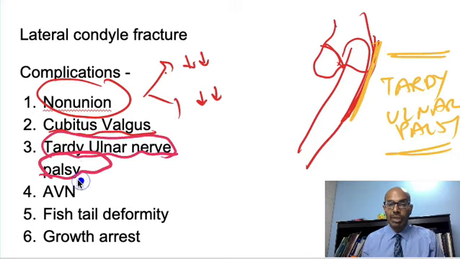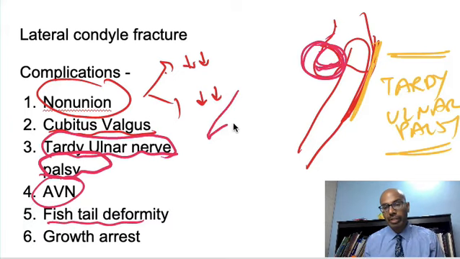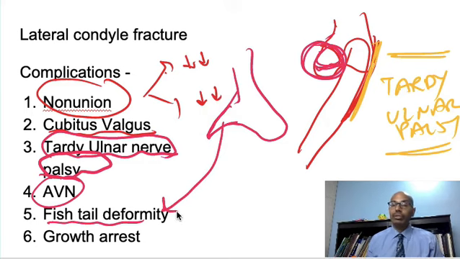Because of its poor supply over a period of time, this area can become avascular, which is avascular necrosis. And because of some kind of decrease or growth arrest, this can cause what is called a fishtail deformity. So you have a deformity like this, and the lateral condyle becomes fishtail in appearance. When these questions have been asked in your CET, INI CET, you must answer it as fishtail deformity. Growth arrest can occur, but it is not a major problem.